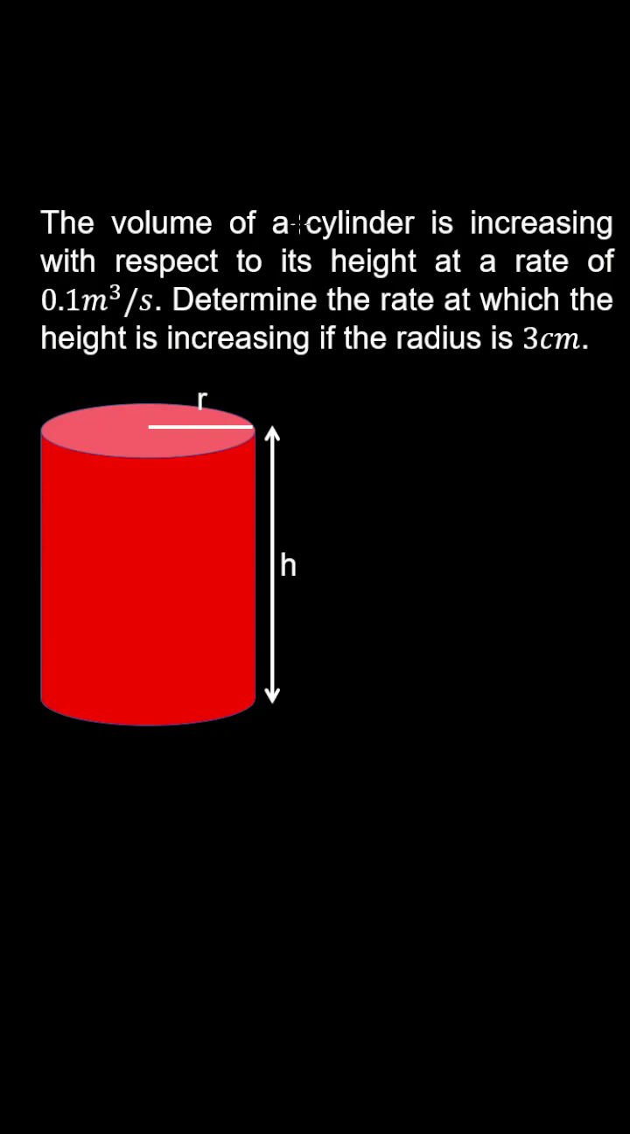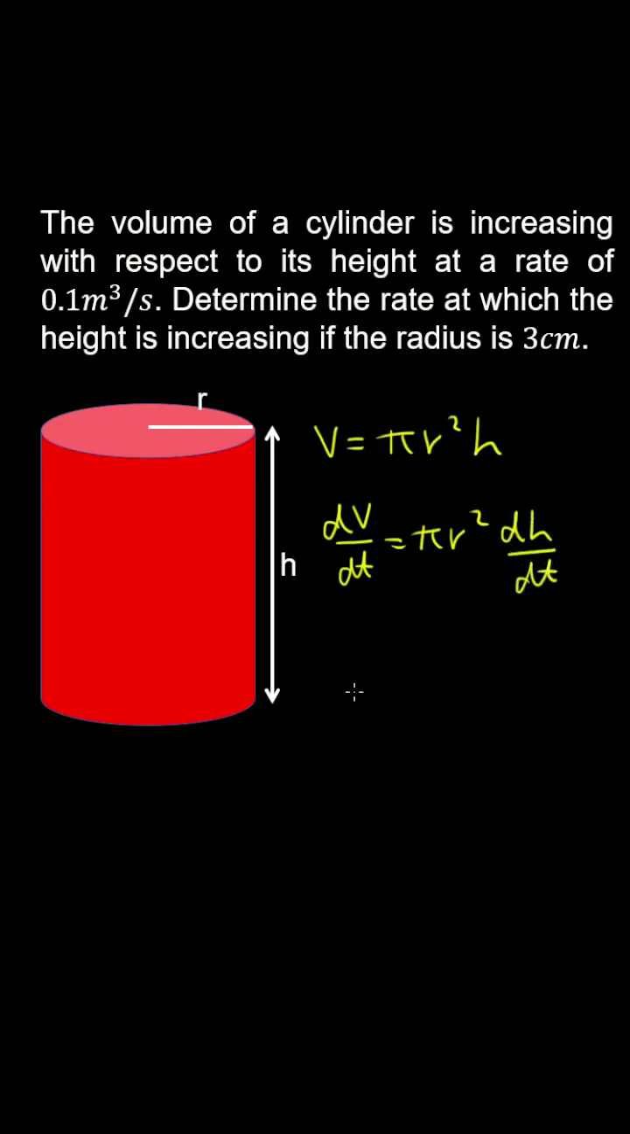The volume of a cylinder is increasing with respect to its height at a rate of 0.1 meters cubed per second. So the volume of a cylinder is pi by the radius squared multiplied by the height. And we're asked to determine the rate at which the height is increasing if the radius is 3 centimeters. So therefore the rate of change of volume with respect to time is equal to pi by the radius squared, which is constant, multiplied by the rate of change of the height of the cylinder with respect to time.